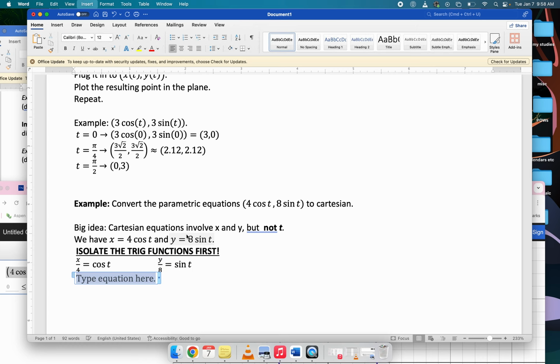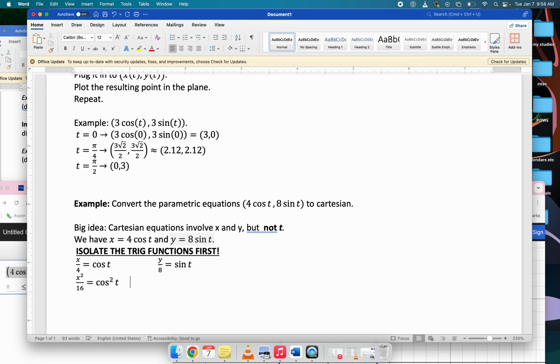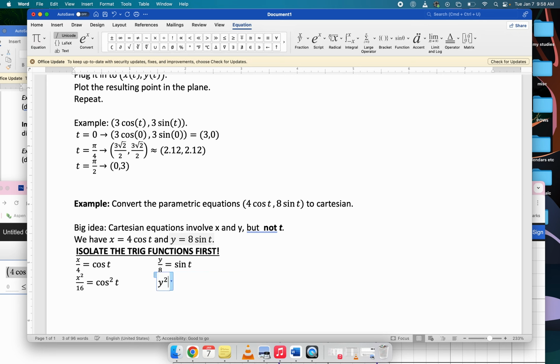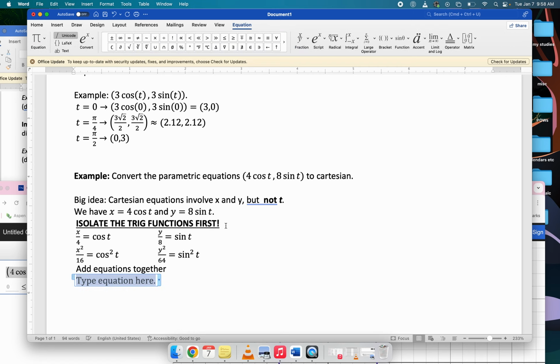Then we square both sides. First equation becomes x squared over 16 equals cosine squared t. Second equation becomes y squared over 64 equals sine squared t. Then we add the equations together, and we get x squared over 16 plus y squared over 64 equals cosine squared t plus sine squared t.